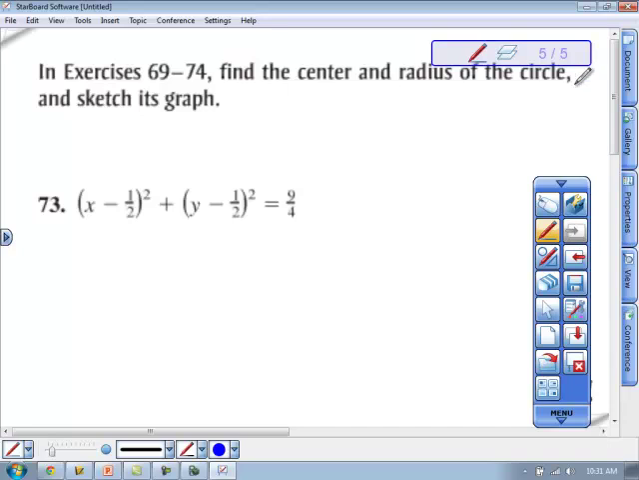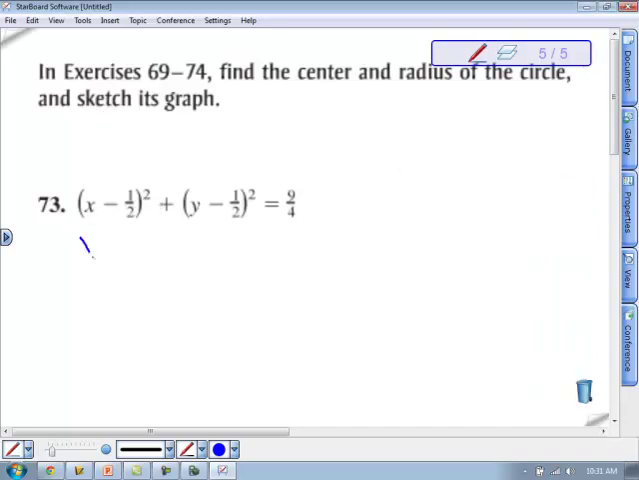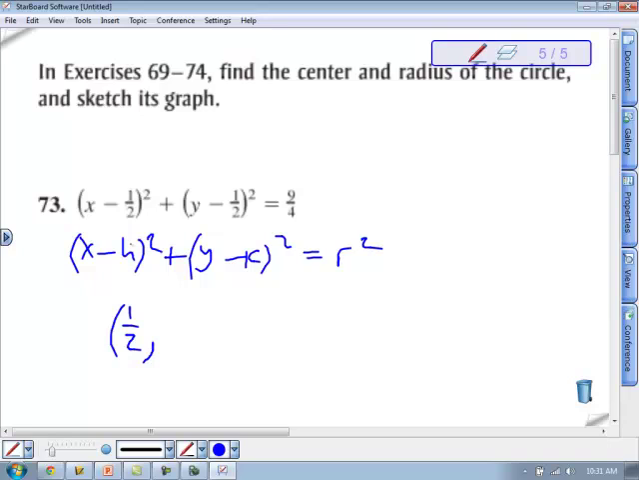Okay, this is number 73. It says find the center and radius of the circle and sketch its graph. Okay, so I know our equation for a circle is (x minus h) squared plus (y minus k) squared equals r squared. So I know that my h is 1/2, right? Just copying from here, and my k is 1/2. So the center of the circle is at (1/2, 1/2), which is here.